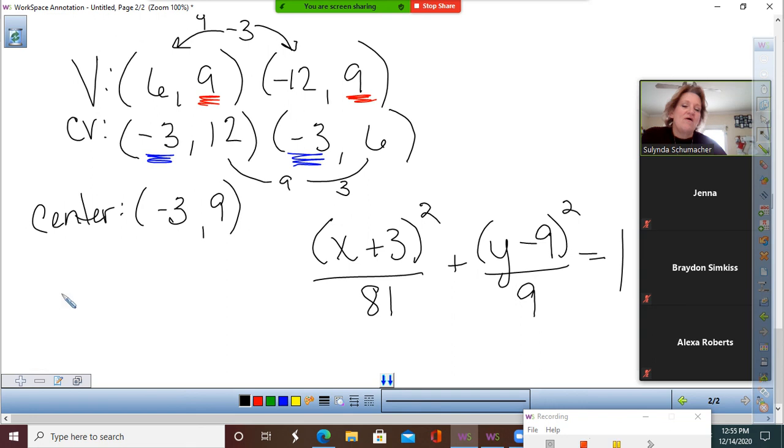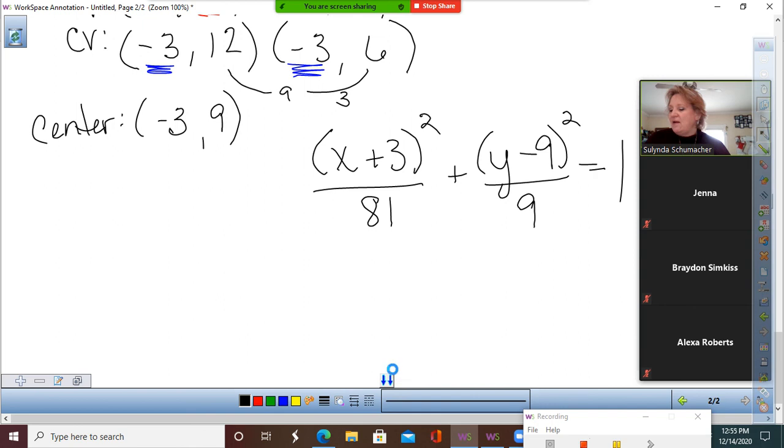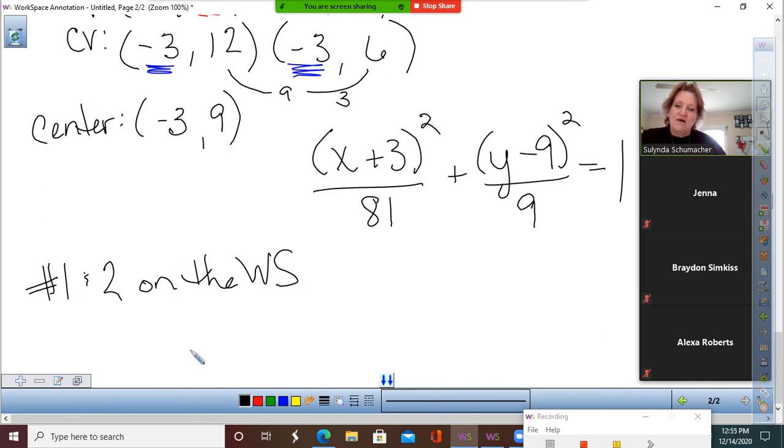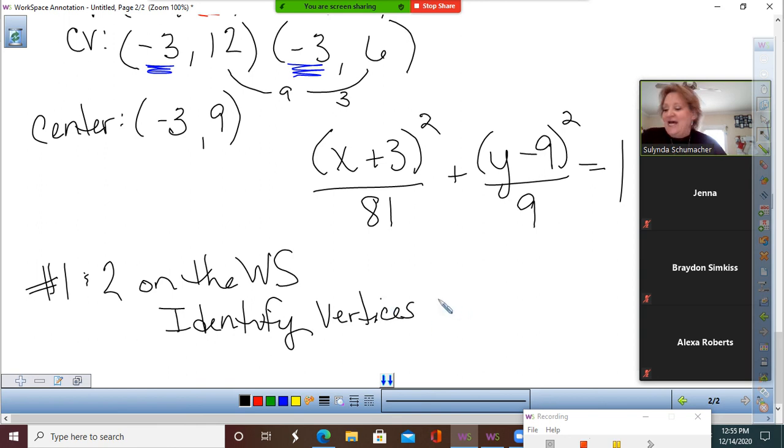That's all there is. Now, I have one other thing I want to mention. On problems on your worksheet, I have a typo. I apologize. For numbers 1 and 2 on the worksheet, it asks you to identify vertices, and it says foci. We're not doing the foci till tomorrow, so I do not want you to worry about that. Identify the vertices. That's the long way it's stretched. Okay?